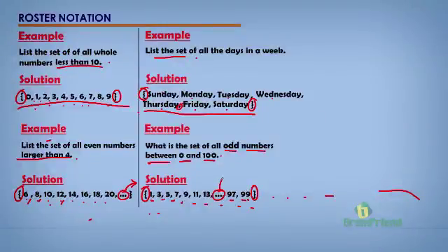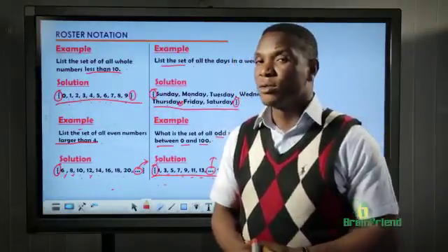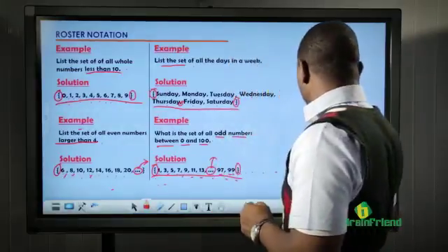The ellipsis again indicates a continuity between 13 and 97, indicating that there is a continuity and a range of numbers. So once again, this is our roster notation method. Let's go on to learn about our second method of representing sets.